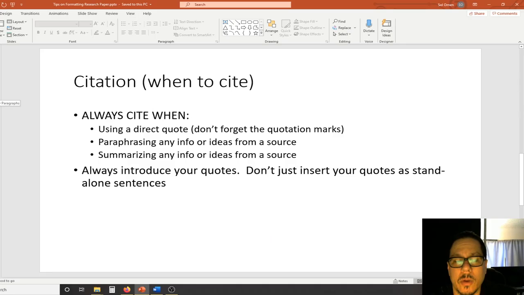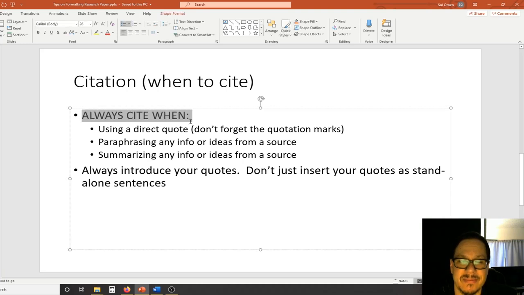Next I want to talk a little bit about citation. When do you cite? When do you need to cite your sources? I give you three different times when you need to cite. I put this in uppercase letters because I want you to really pay attention to this. Always cite when using a direct quote, obviously. And that's when most people do make their citations.